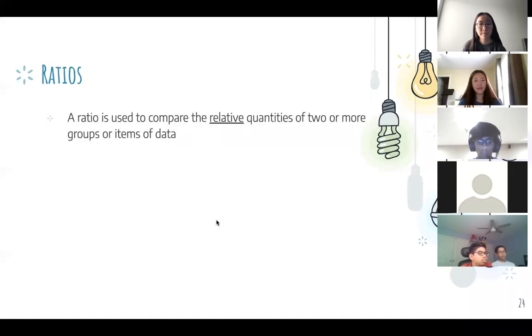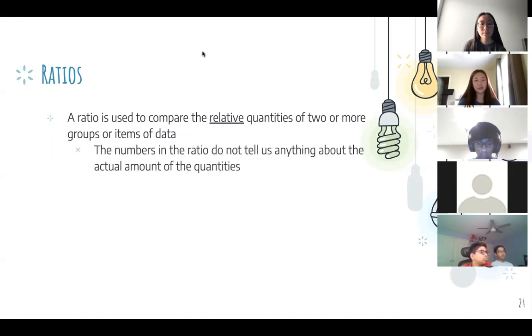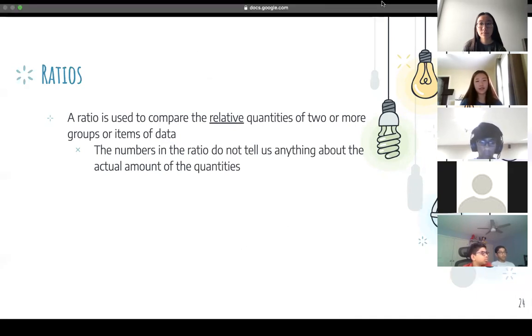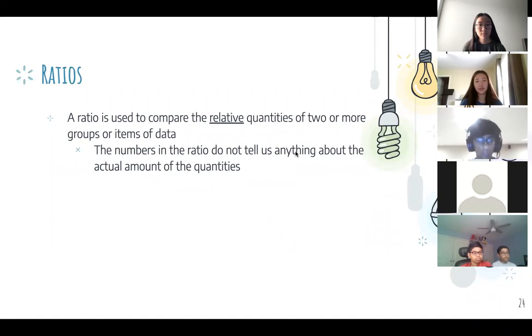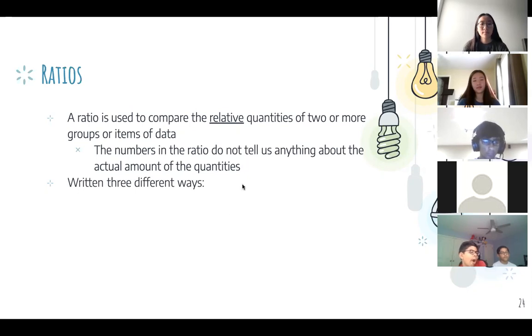Okay, so a ratio is used to compare the relative quantities of two or more groups or items of data. So it is like a comparison, and the numbers in the ratio do not tell us anything about the actual amount of the quantities. What that means is, if our ratio is 2 to 3, that doesn't mean there's actually 2 things in the first group and 3 things in the second group. That's just their relationship. So it can be written in 3 different ways.